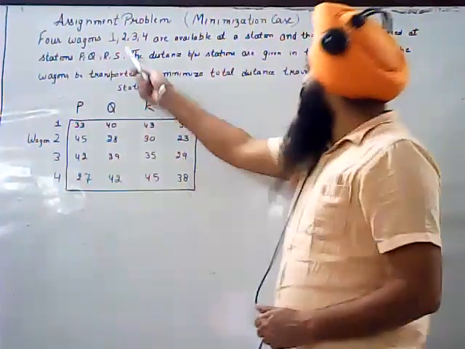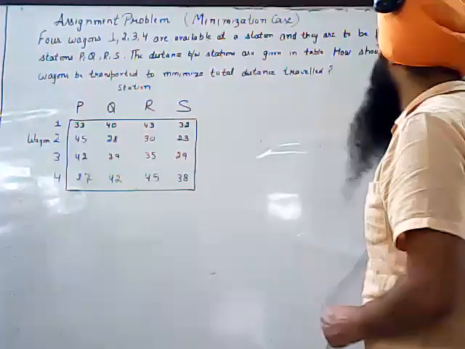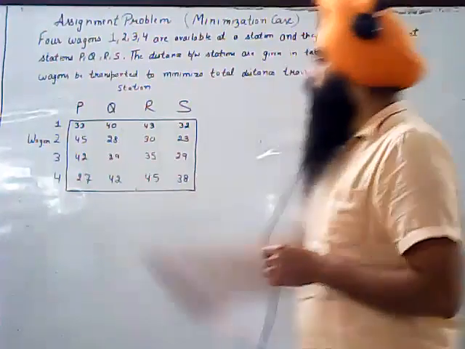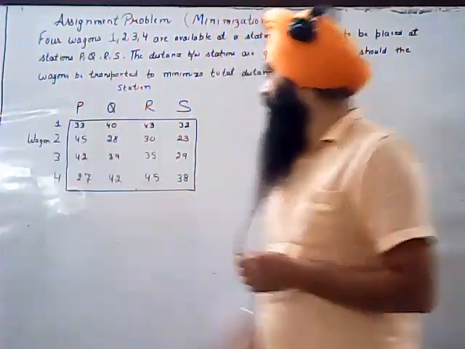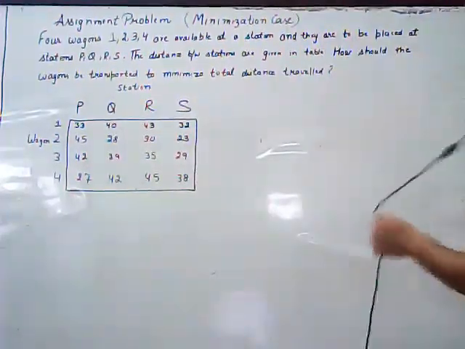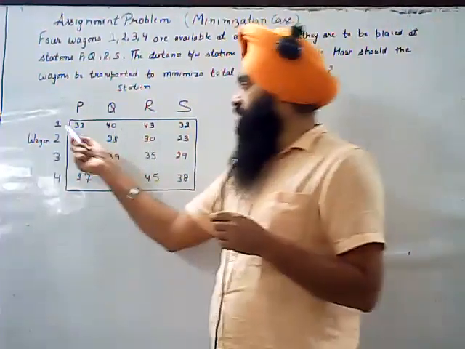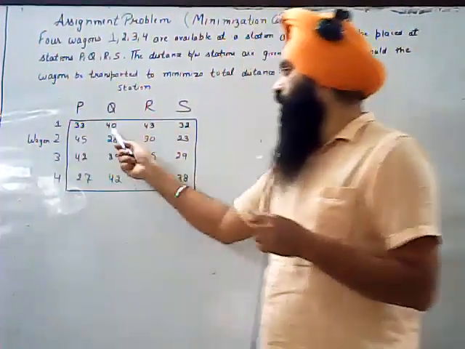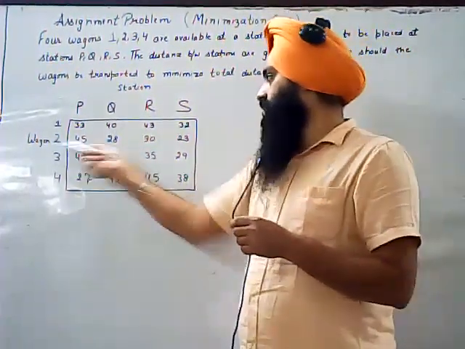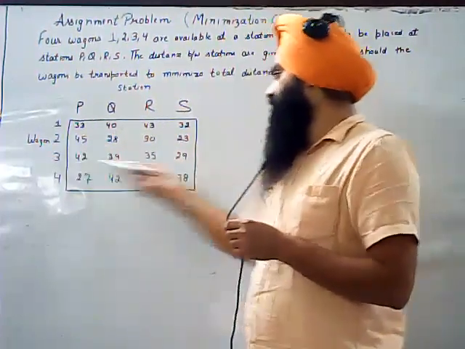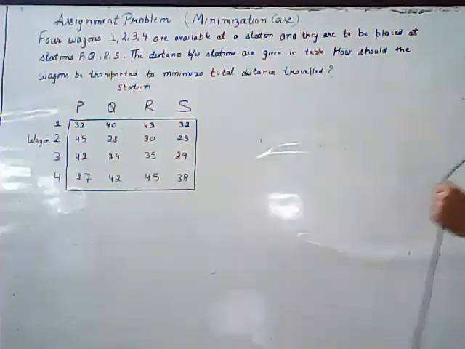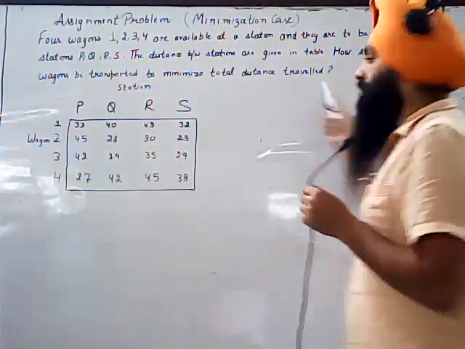Four wagons 1, 2, 3 and 4 are available at a station and they are to be placed at stations P, Q, R and S. The distance between the stations is given in the table. So the distance between 1 and P is 33, 1 and Q is 40, 1 and R is 43, 1 and S is 32. Similarly, these are the distances for the second wagon, and these are the distances for the third and fourth wagon respectively. How should the wagons be transported to minimize total distance traveled?